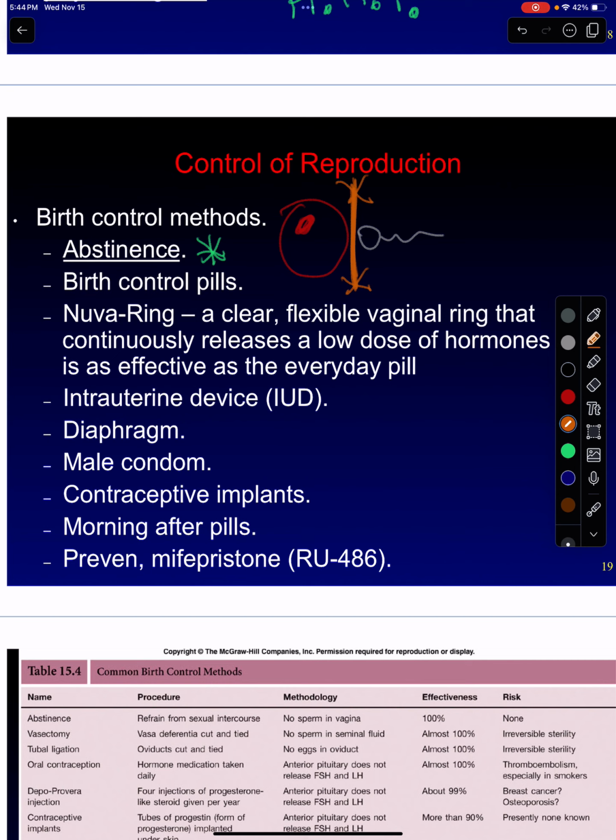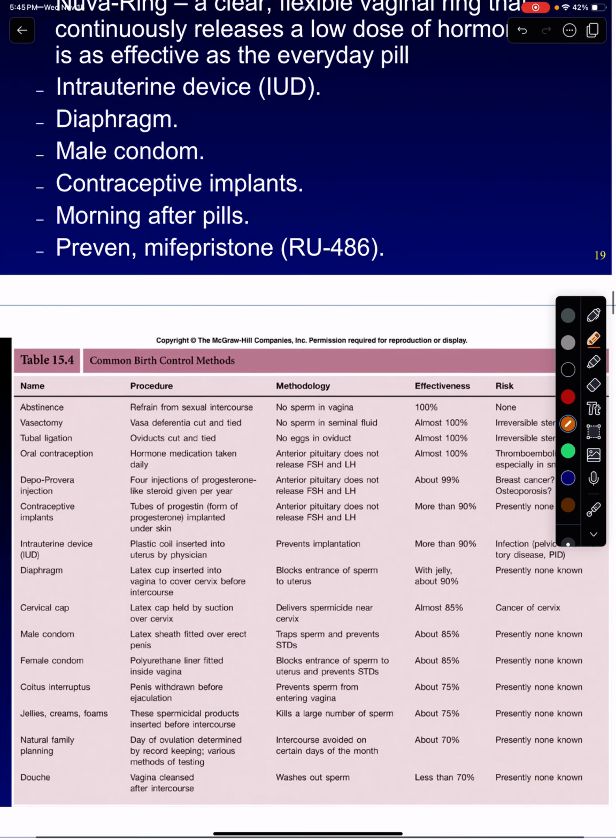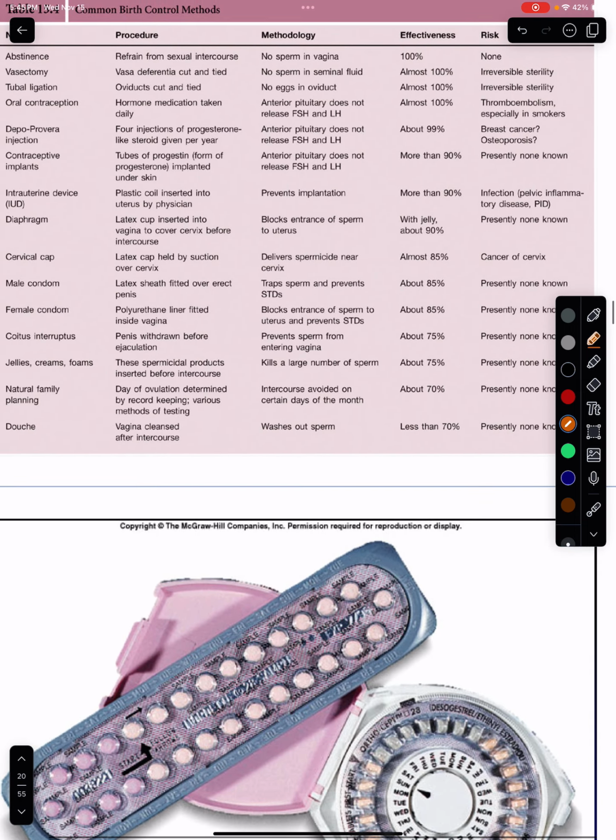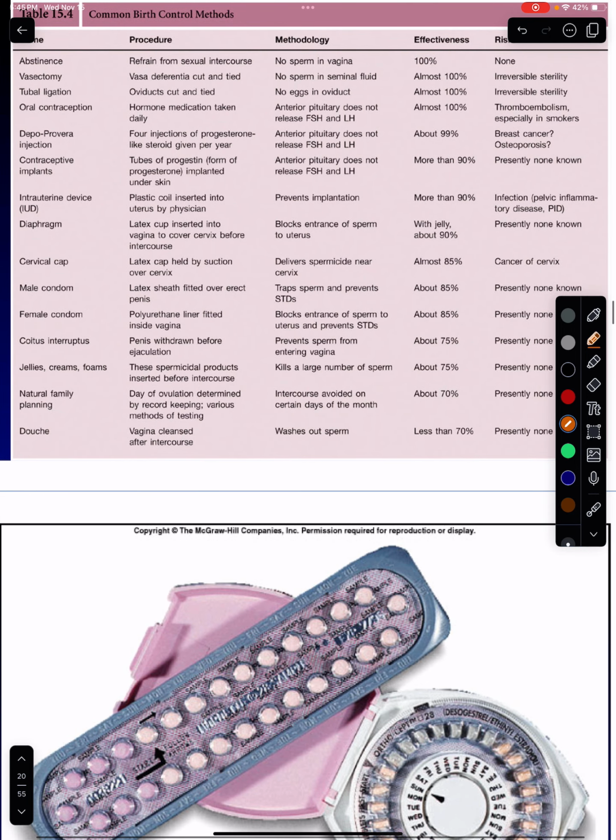I cover these all in class because it's the tail end of my lecture. That's my live event, so I'll leave it at that. But there is a table. If you look at this table of methods, and you see birth control right down here at the bottom, abstinence is the only one that is going to give you 100%.